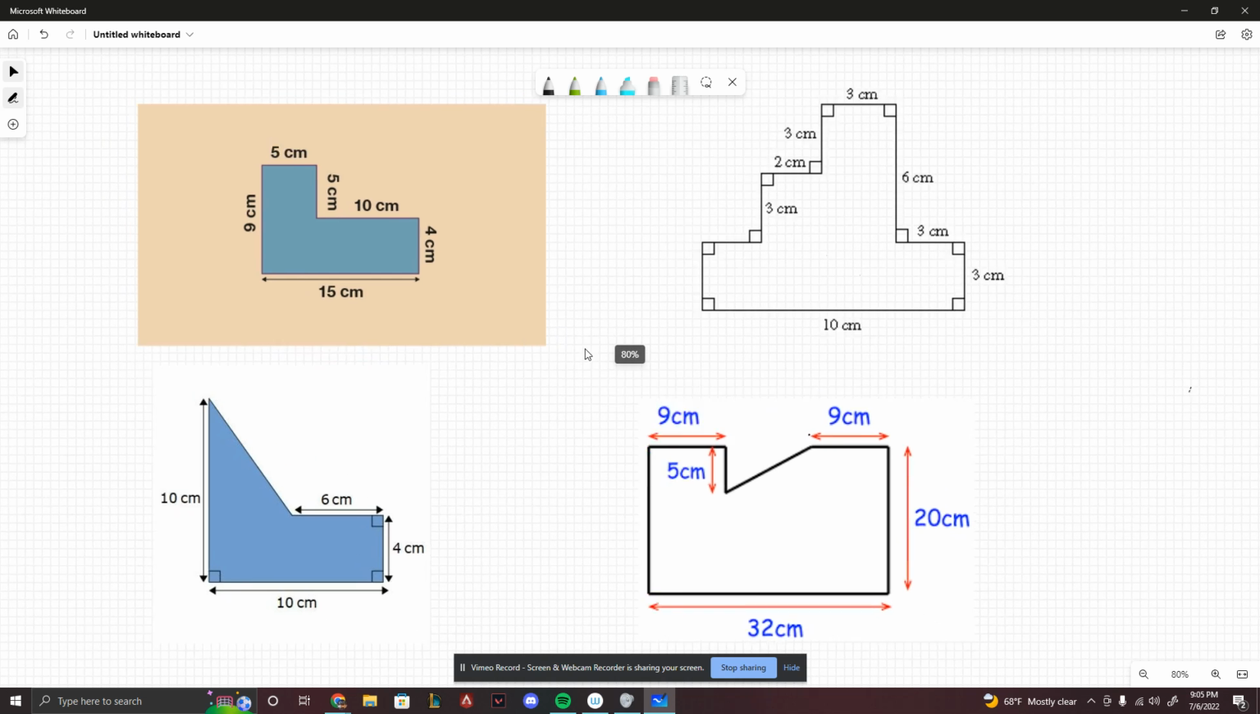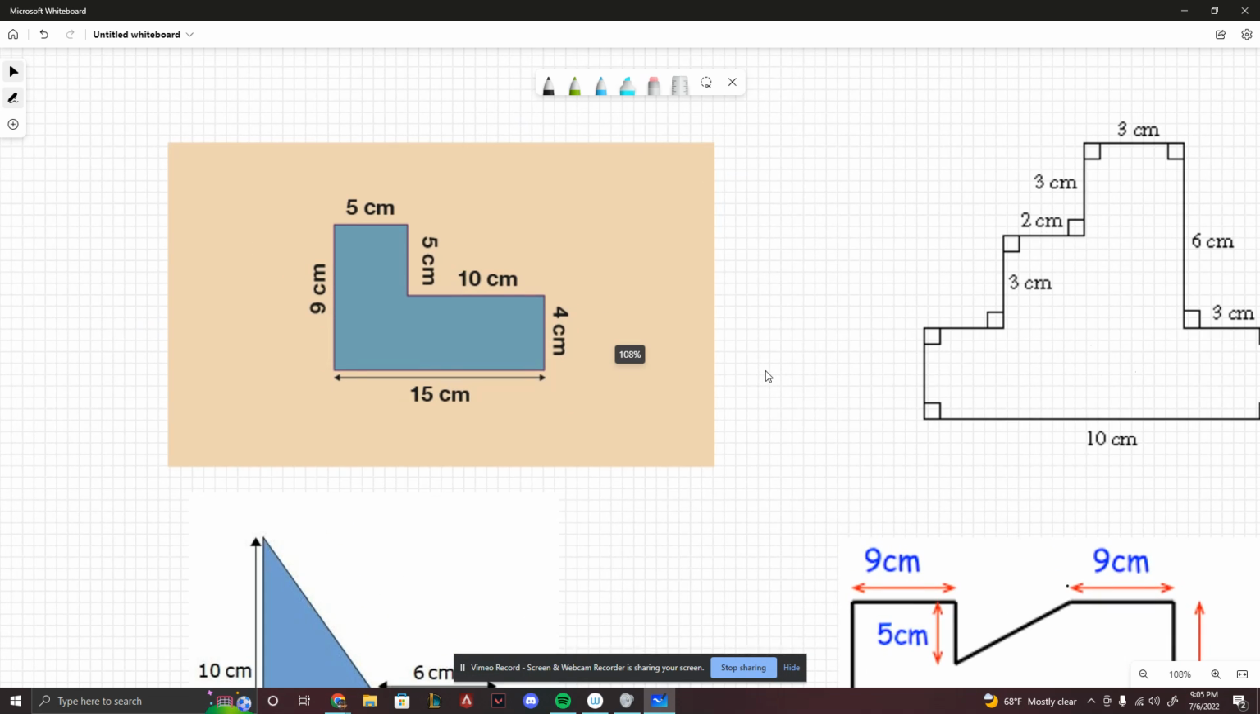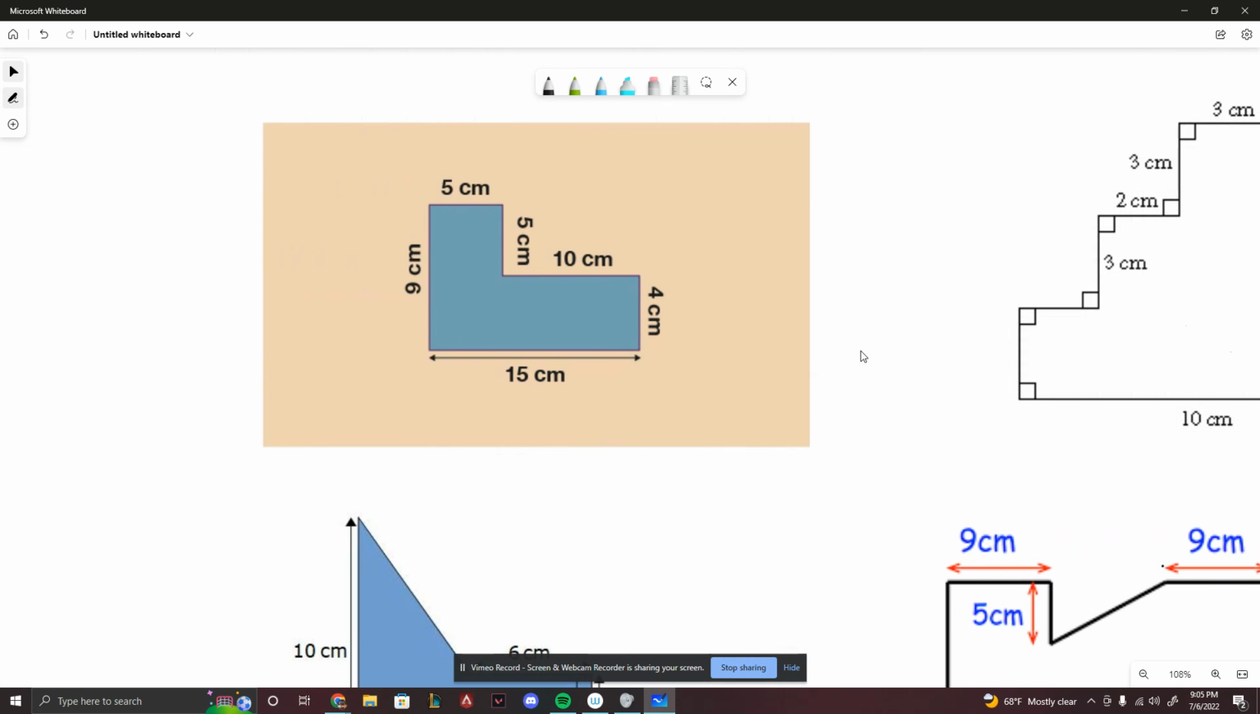So let's look here real quick. Let's look at this one. If we look at this, we see it's an L shape. And if you were to look at it just like this, you could not find the area of it. However, if you break it down into two shapes that you do know and that you could find the area of, you can actually figure out the whole area.